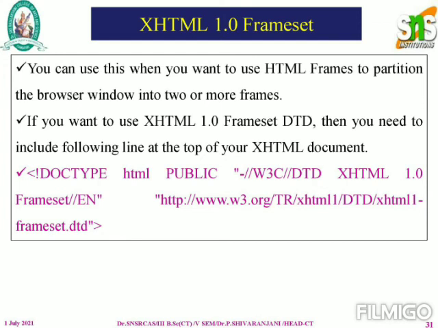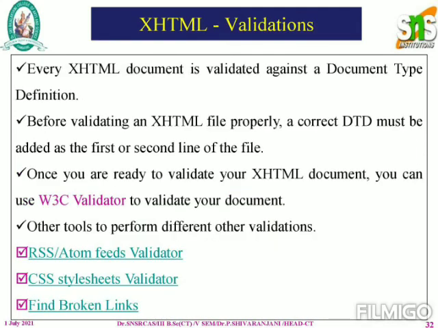The next thing we are going to see is XHTML validation. Every XHTML document is validated against a document type definition. Before validating an XHTML file properly, the correct document type definition must be added as the first or second line of your file. Once you are ready to validate your XHTML document, you can use the W3C validator, and you can also use some other tools to perform XHTML validation.